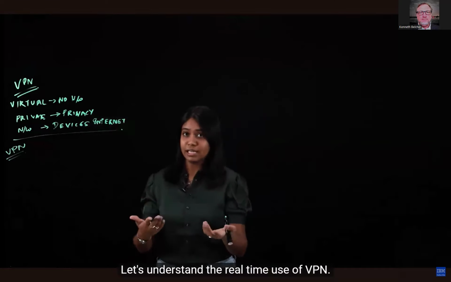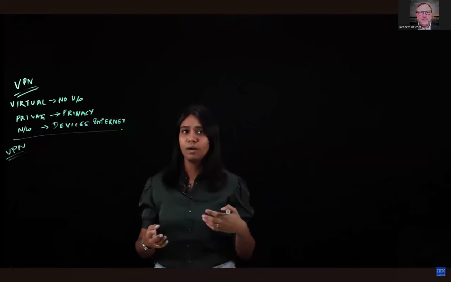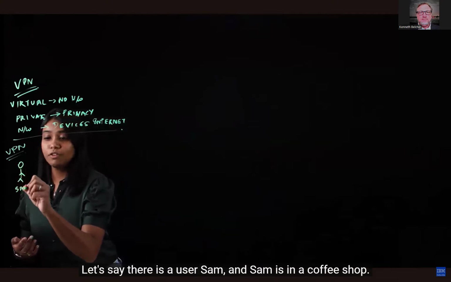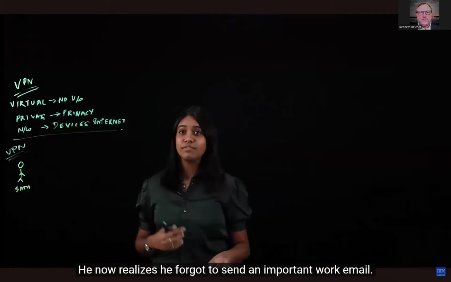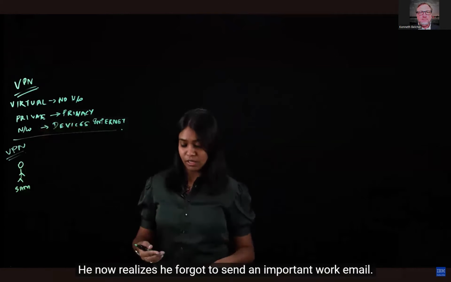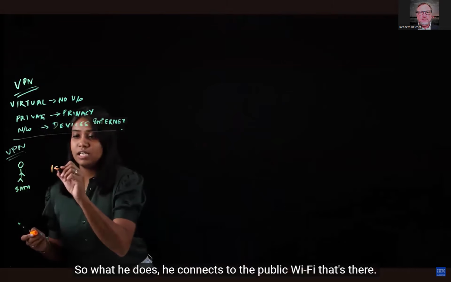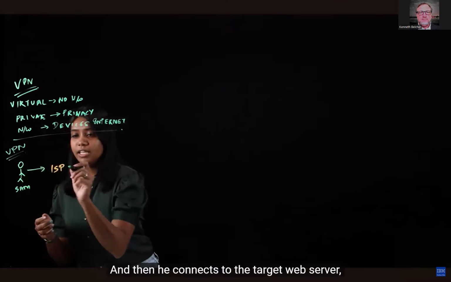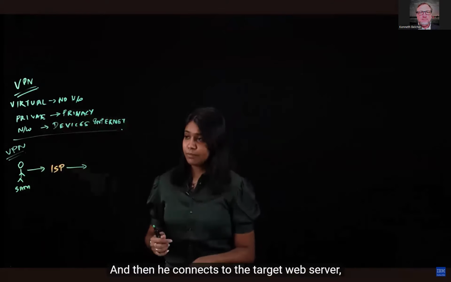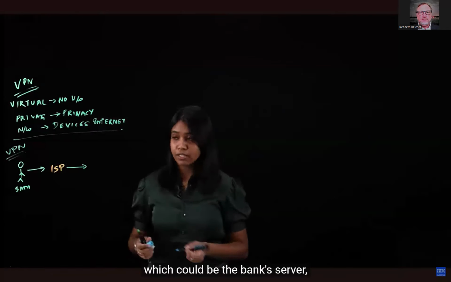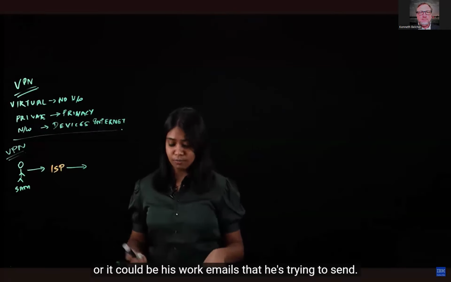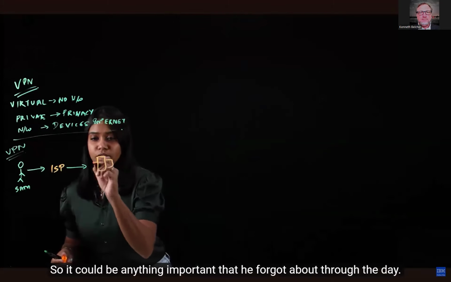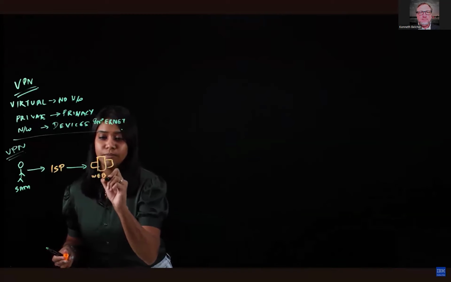Let's understand the real-time use of VPN. Let's say there is a user, Sam, and Sam is in a coffee shop. He now realizes he forgot to send an important work email. So what he does is connect to the public Wi-Fi that's there, and then he connects to the target web server, which could be the bank server, or his work emails that he's trying to send.